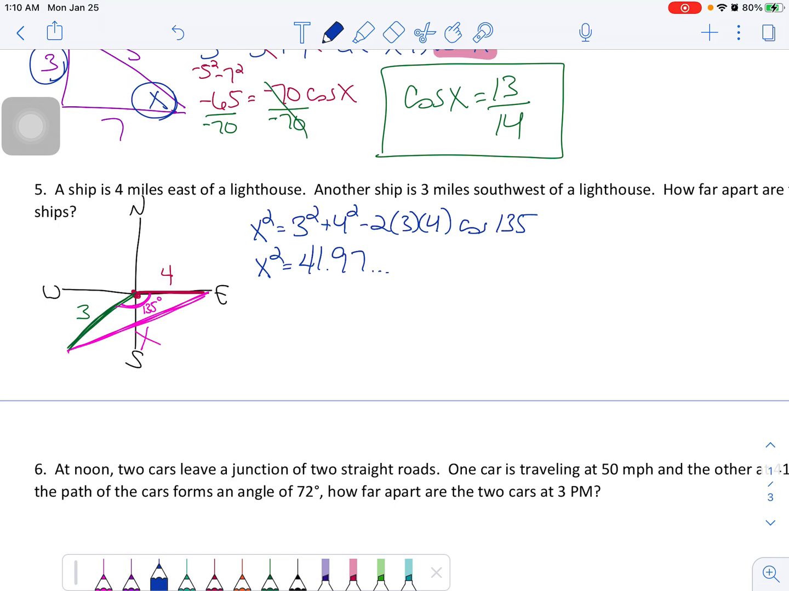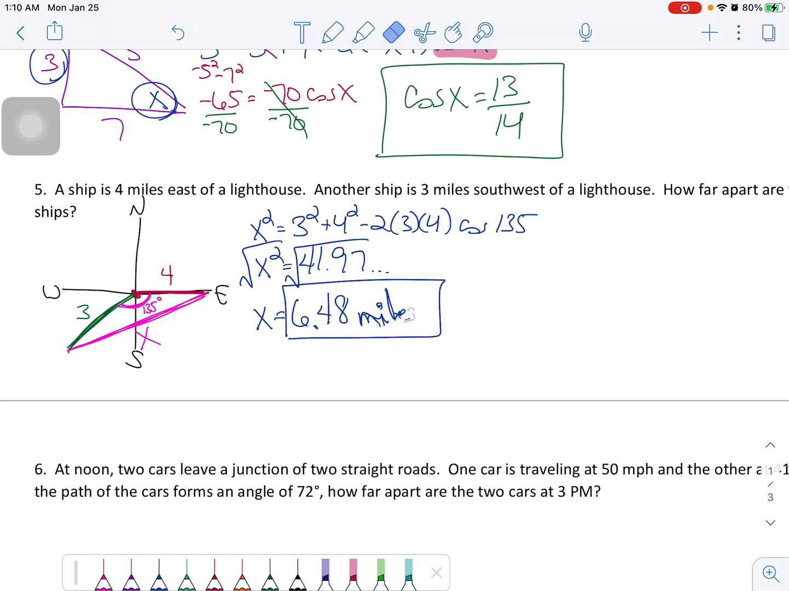So x squared is 41.97 and some other stuff. Square root both sides. Because x is a distance, we're going to go ahead and ignore the possibility of a negative answer. So 6.48, I believe we're talking miles. We are. So the two ships are almost 6.5 miles apart.